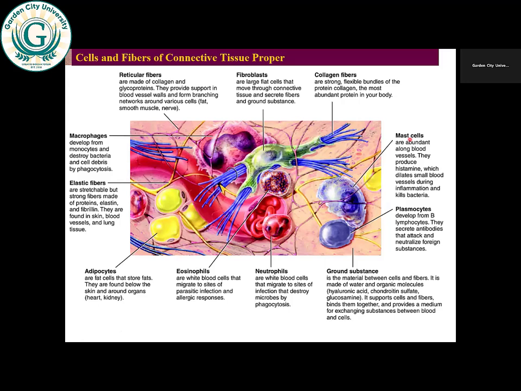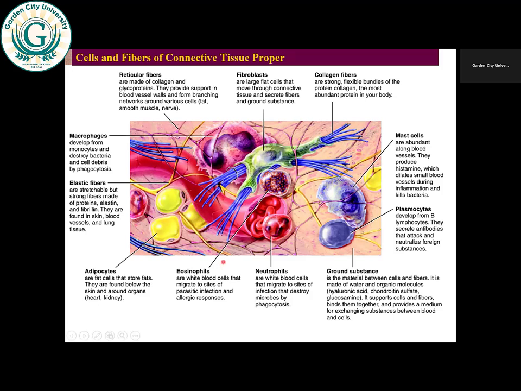Mast cells produce histamine, which dilates small blood vessels. They also produce heparin. So heparin is produced by what? Mast cells. Heparin is for blood coagulation. Then we have macrophages. There are several of these cell types. We have fibroblasts. This one is the fibroblast. In fact, fibroblasts are the most abundant connective tissue cells. So we have several cells within the connective tissue.